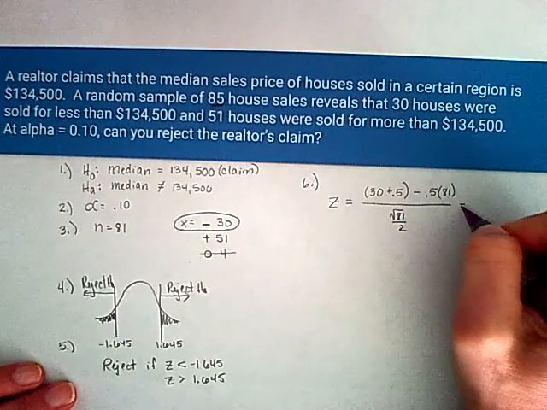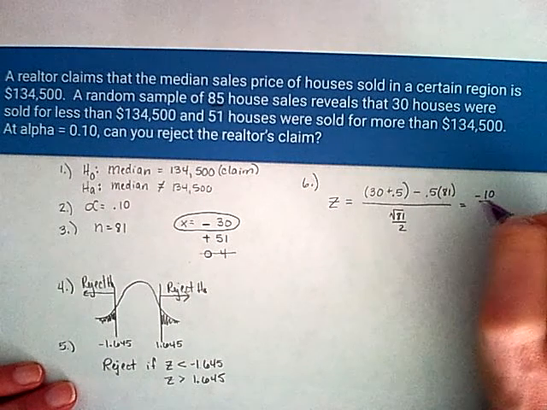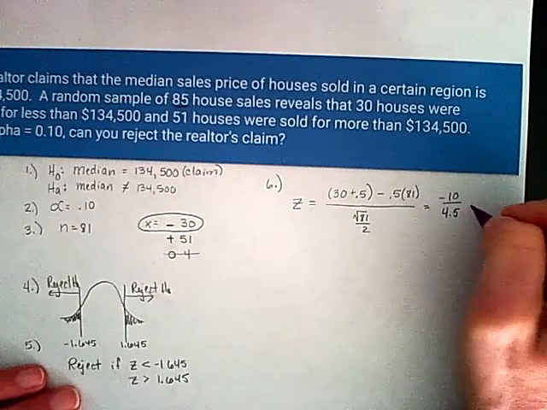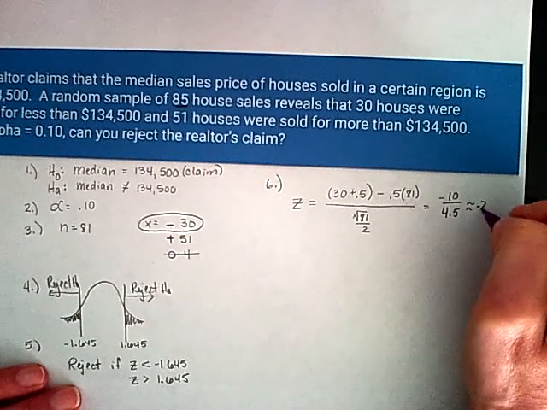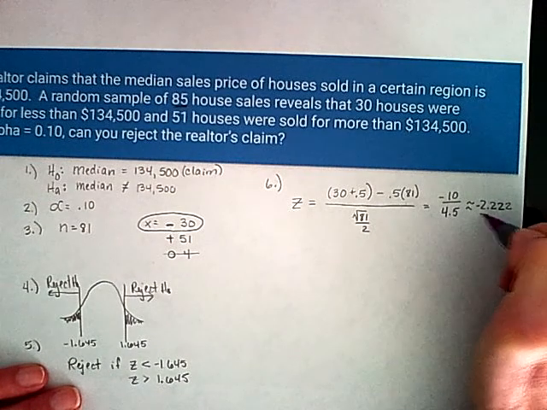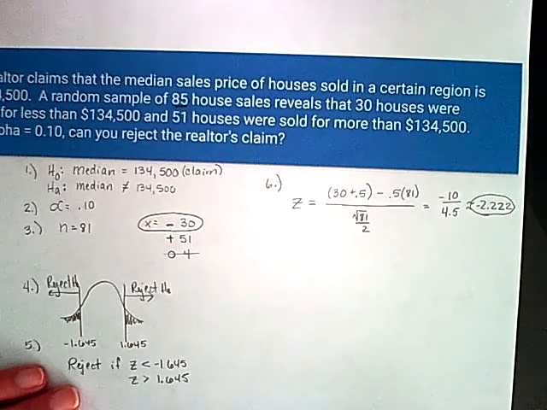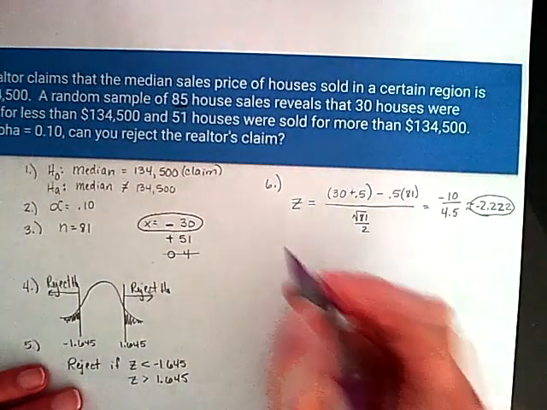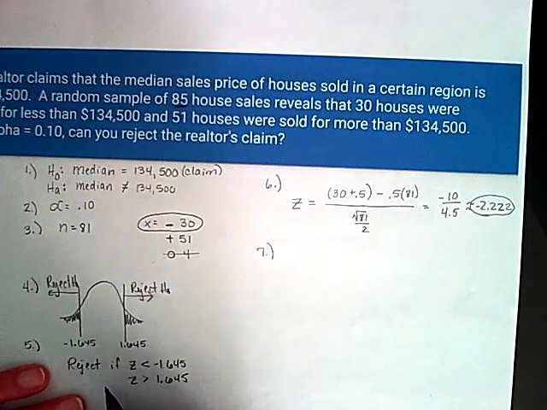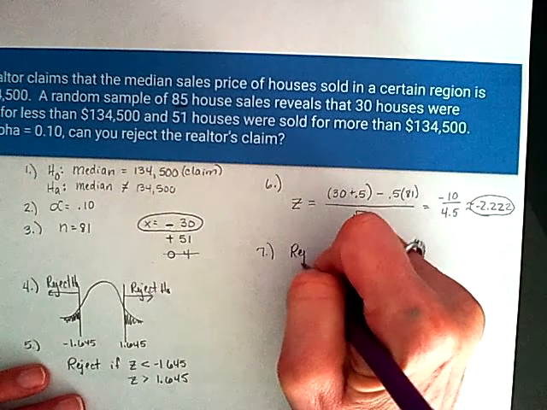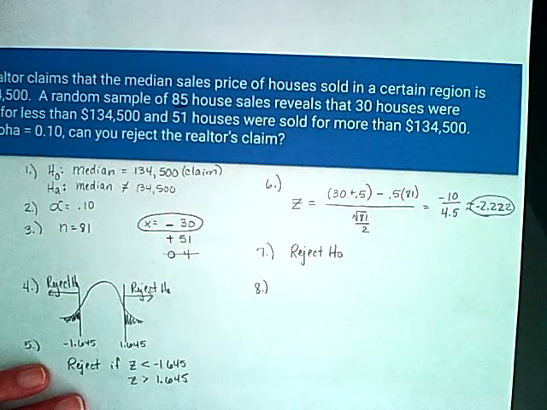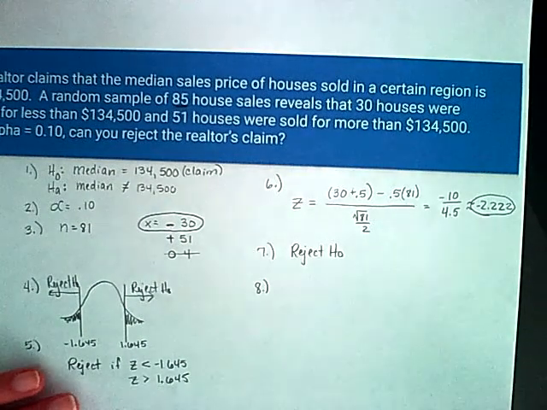So after I do some calculations, my numerator ends up being negative 10, my denominator ends up being 4.5, and I get roughly negative 2.22, or actually, it might even be exact on this one, negative 2.222. All right, from there you can see that we're outside of our rejection region, so we're going to go ahead and reject our null hypothesis, and therefore we have enough evidence to reject the claim.